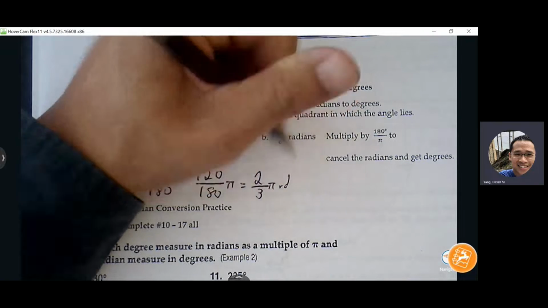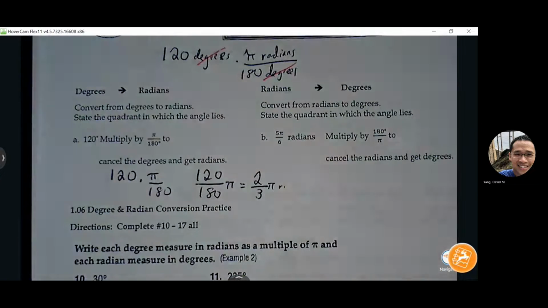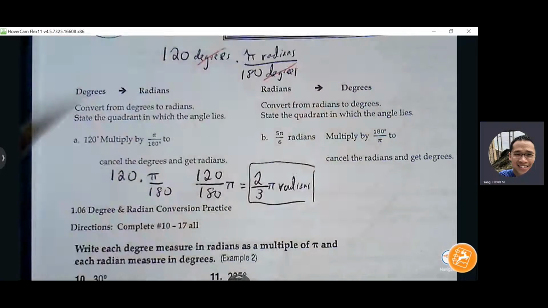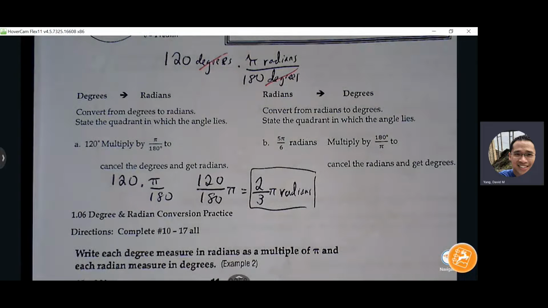So we know that 2 over 3 pi radians is the equivalent of 120 degrees, just using a different measurement name.